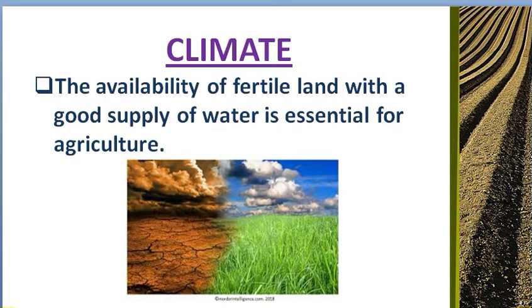Climate. The climate of a place determines what crops can be grown there. The availability of fertile land with a good supply of water is essential for agriculture.